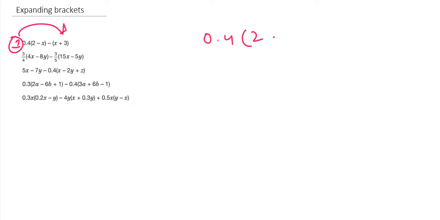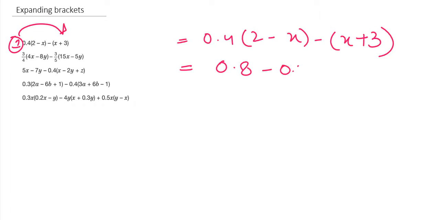0.4 times (2 minus x) plus 3. Alright, so we now have to times 0.4 inside the bracket. That would be 0.8 and then 0.4x minus 3. Okay, we have to times the sign inside the bracket as well.